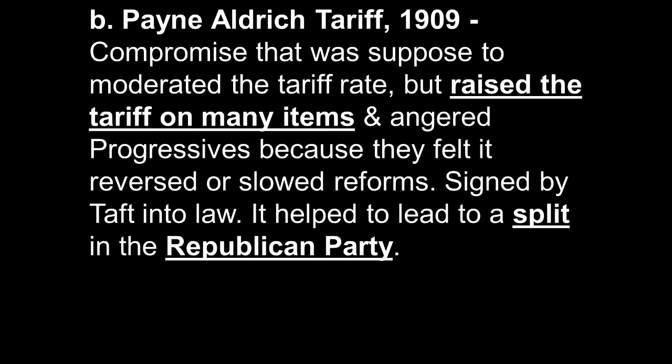All right, the Payne-Aldrich Tariff, 1909. This is a compromise. What it was supposed to do was moderate the rate of a tariff. A tariff is just a tax on imports. But it raised the tariff on a lot of items, and it angered progressives because they felt it reversed or slowed some of their reforms. It was signed by Taft into law, and this is where you start seeing a split of the Republican Party.